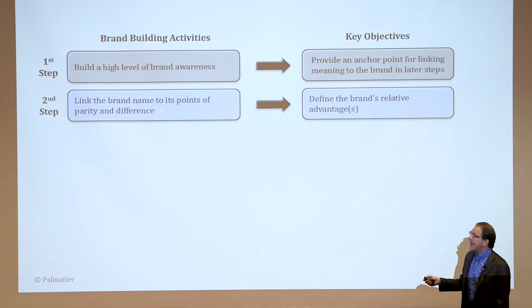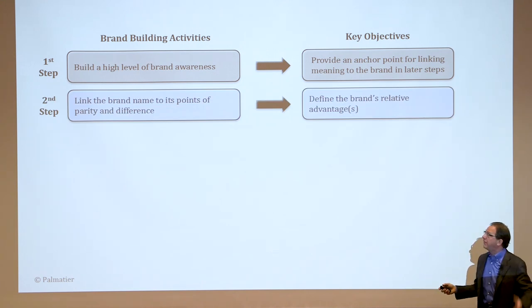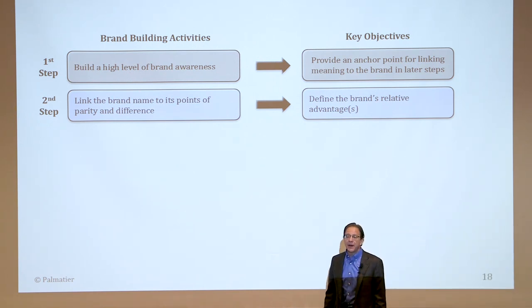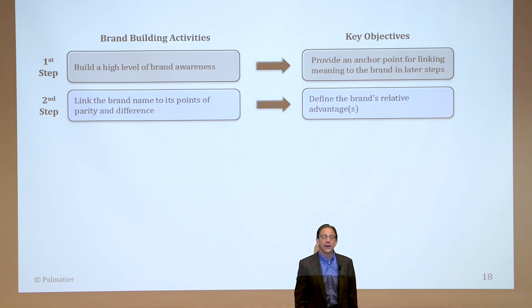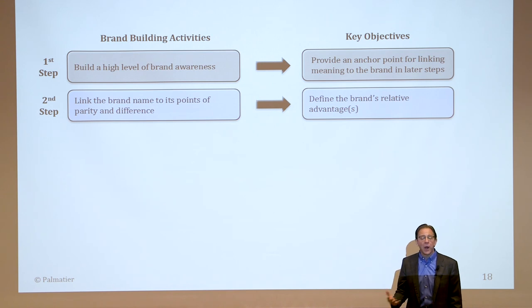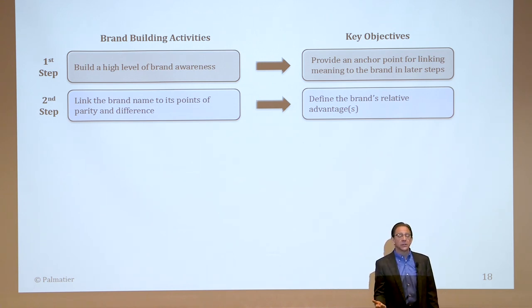Step two is linking that name, that node that you have built into people's minds, to the points of parity and the points of difference. And what do I mean by that? Points of parity are things that are the same as your competitors, but they're required. Let's say it's an automobile. Maybe required for an automobile is that it's safe and it doesn't break down. It has good reliability. So you have to say, hey, our car is just as safe and just as reliable as all the other cars.